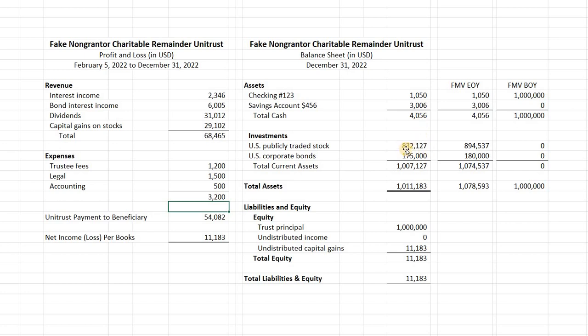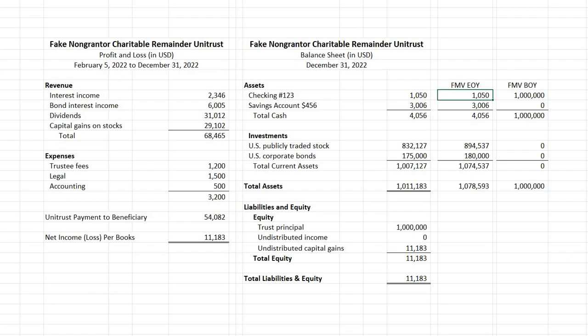What's the cost basis in our investments? And then we do track the fair market values. And that is really, really important because we have a unitrust. We are calculating the unitrust payment based on the fair market values as of a certain date. So at the start of the year, we didn't have any stocks yet. We only had cash, so we've got $1 million in the checking account. And then we have our fair market values here at the end of the period, right? So very, very important to be mindful of these values.